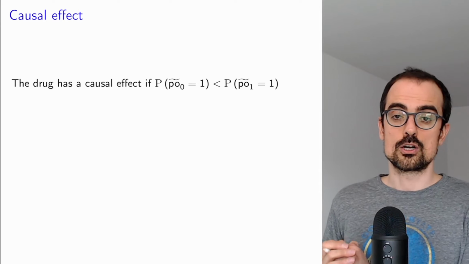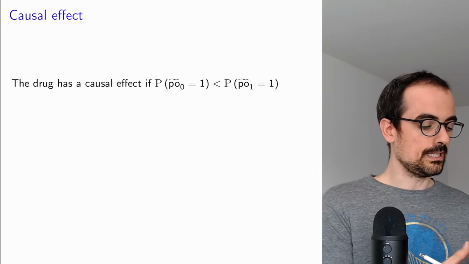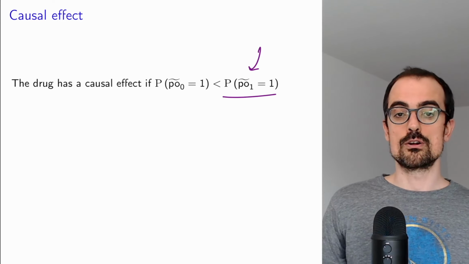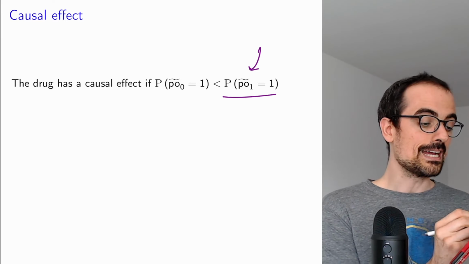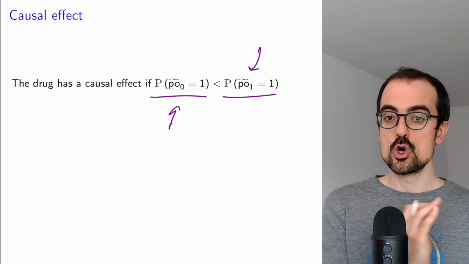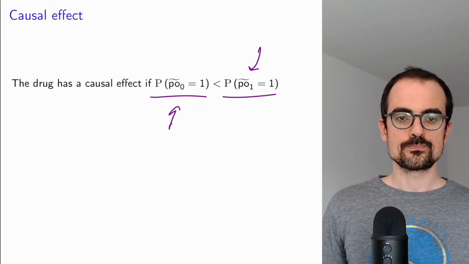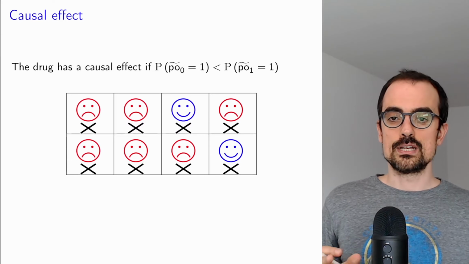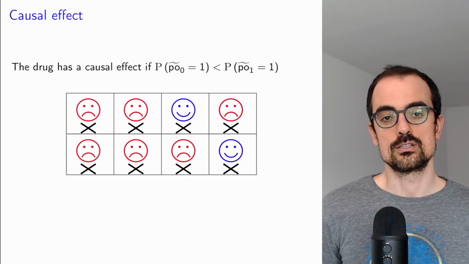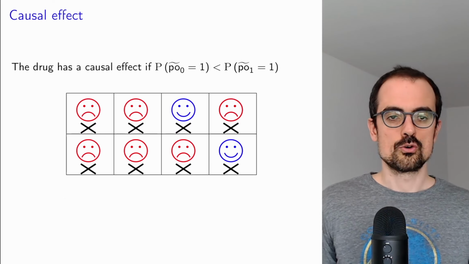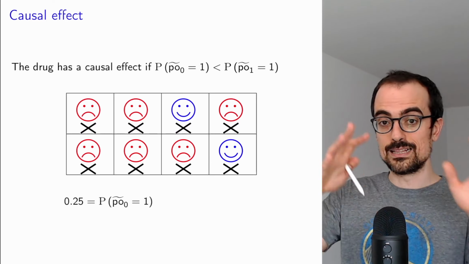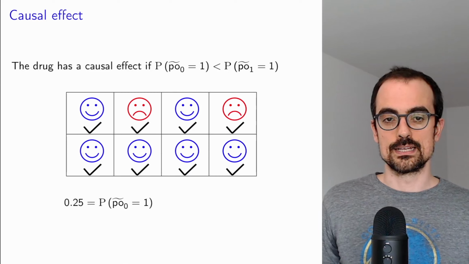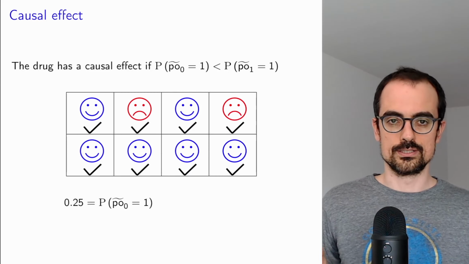The drug is going to have a causal effect if the probability that patients recover in this alternative reality where everyone receives treatment is higher than in the alternative reality where no one receives treatment. Let's take a look at an illustration of this. Here, this is the alternative reality where no one receives treatment, and it turns out that 25% of the people recover. Now we go to the alternative reality where everyone receives treatment, and there 75% of the people recover because there's these two sad faces there.